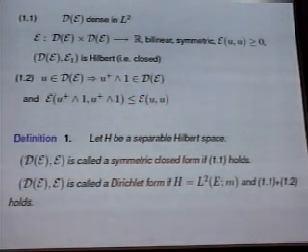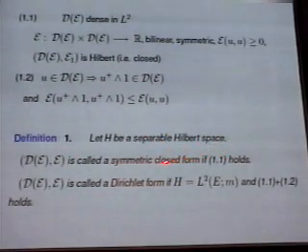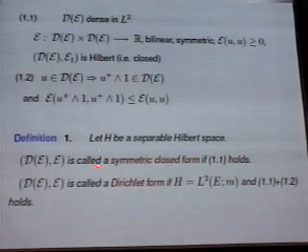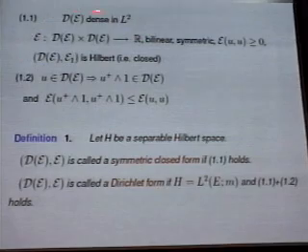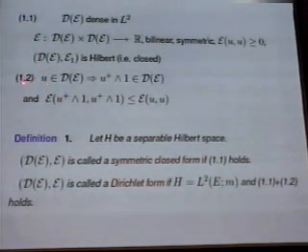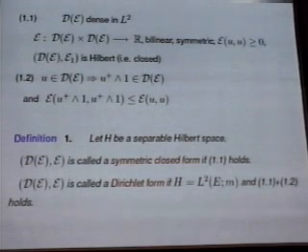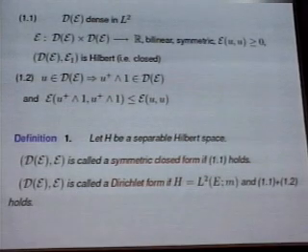So a general abstract of this is that if you have any separable Hilbert space, and if you have a symmetric bilinear form satisfying this 1.1, then you call it a symmetric closed form. And if it satisfies not only 1.1 but also 1.2, then it is called a Dirichlet form. Of course, this is very classical and very elementary, that is potential theory and analysis.